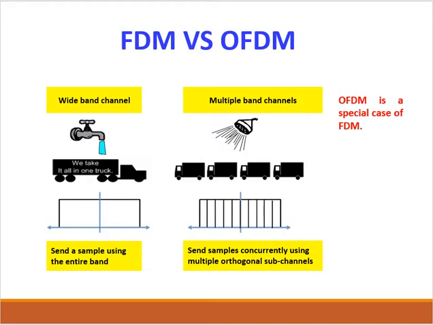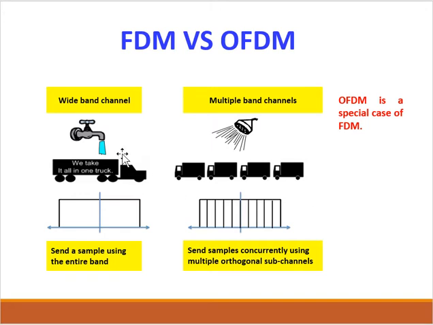Just as it says in its name, OFDM is a special case of FDM. As an analogy, FDM's channel is like water flowing out of a faucet, whereas OFDM is like a shower. In a faucet, all the water comes in one big stream and cannot be subdivided. Well, a shower is made up of a lot of little streams.